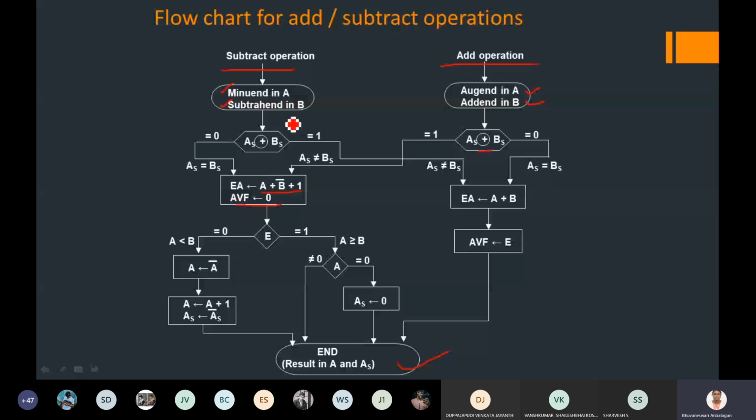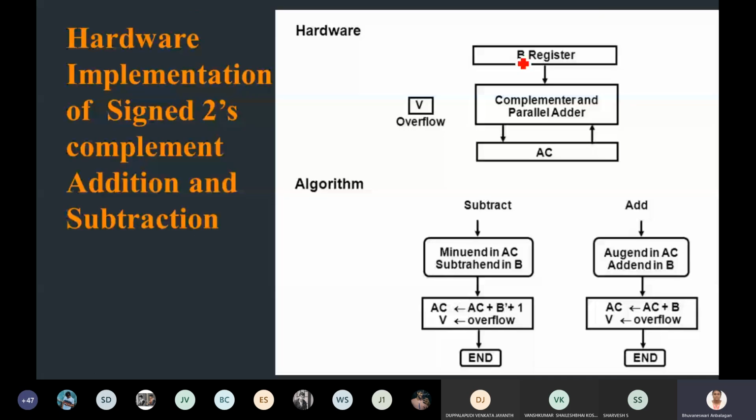So now what happens inside this hardware implementation? In simple terms, the A register will be there and then the B register is going to be there, along with the complementer. If there is an addition operation, the accumulated value will be equal to accumulator plus B, normally added. If it is subtract, it will simply take the complement of it and add. So this is what you need to understand in the hardware implementation of signed 2's complement addition and subtraction.